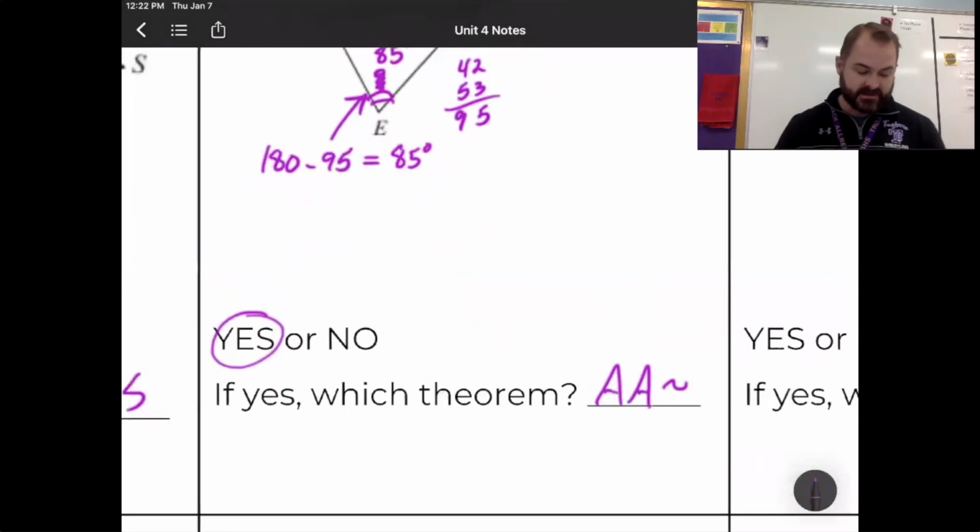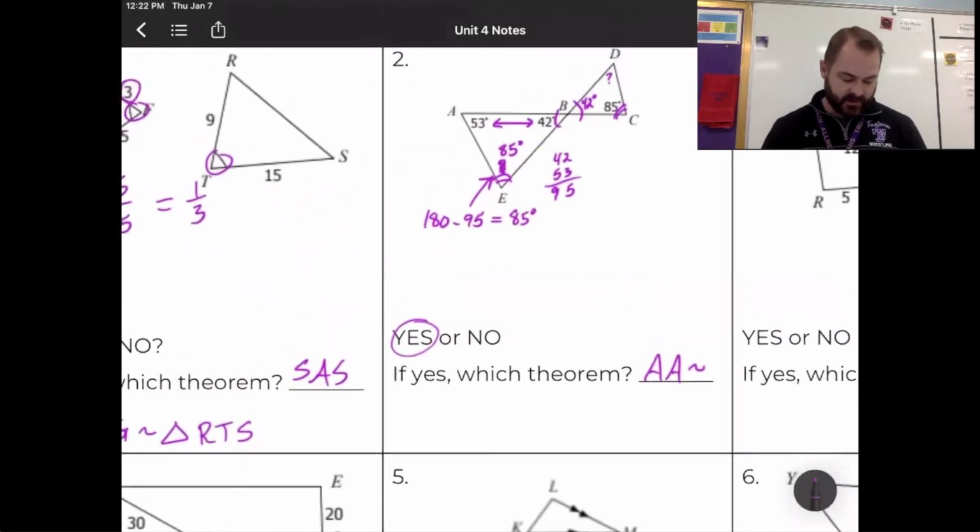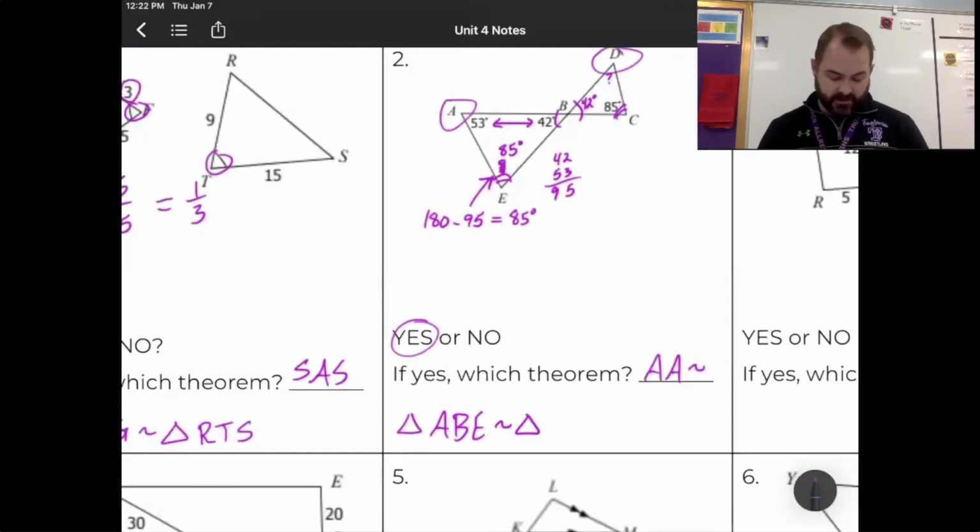And then we want to write the similarity statement. Okay, so we're going to start with one triangle. I'm going to start with the one on the left. I'll call it triangle ABE. That must be similar to, now B has to be the middle letter of both labels. And since E was congruent to angle C, that means A is going to end up being congruent to angle D. So the other triangle is called triangle DBC.